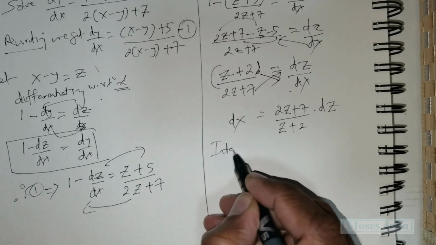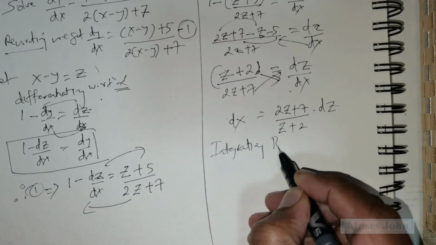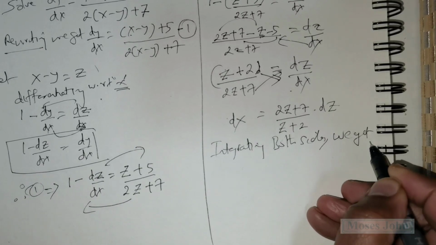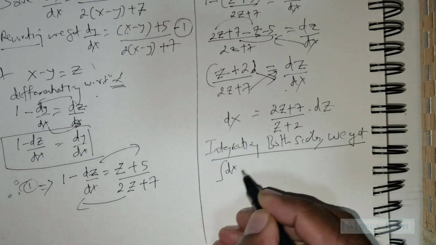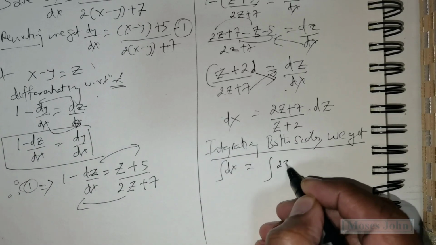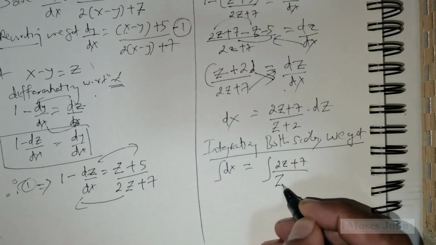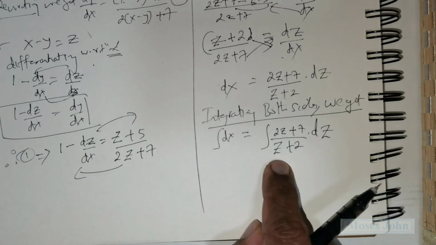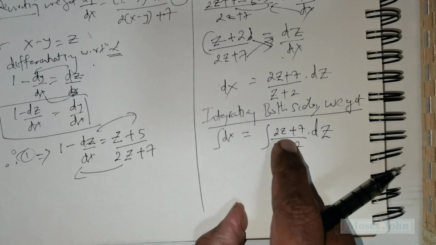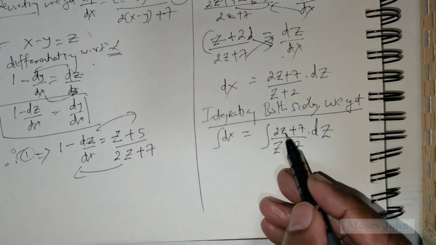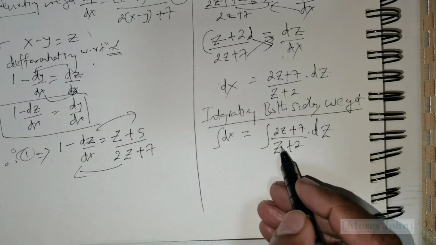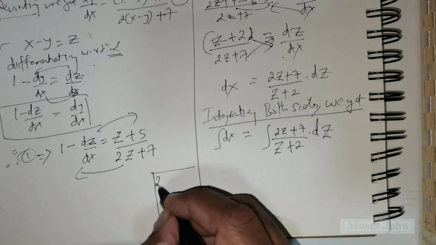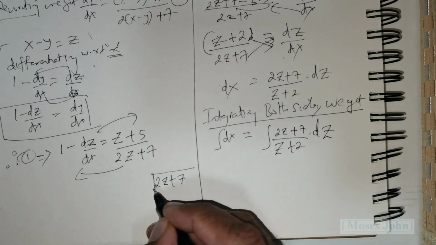So now we would be integrating both sides. The statement is important, you need to write this statement. That is going to be the integral of dx equal to the integral of 2(z + 7)/(z + 2) dz. Now you have to integrate this. If you see the numerator, the degree is 1 for the variable z, and in the denominator the degree is 1 for z. So we have to divide the numerator by the denominator.